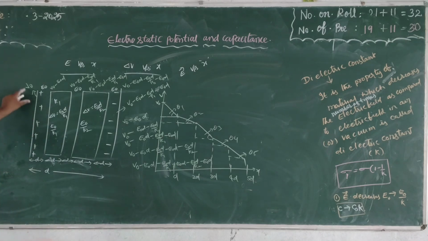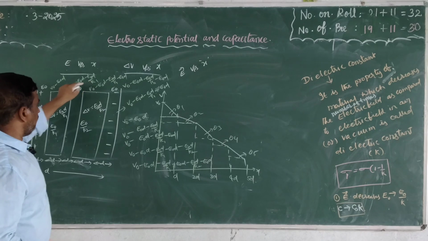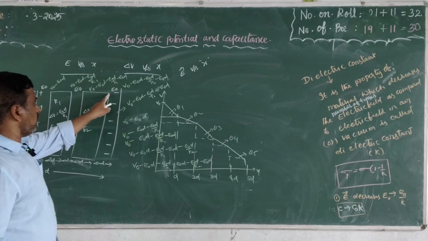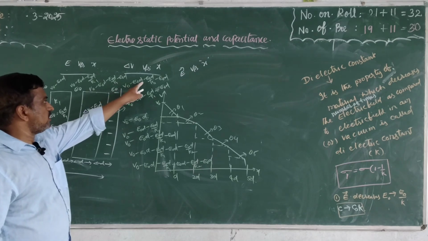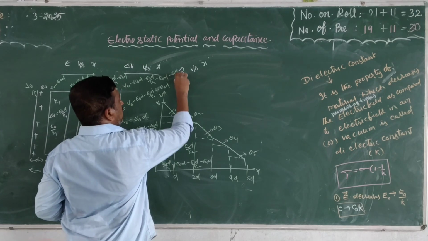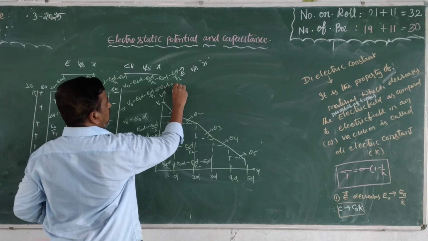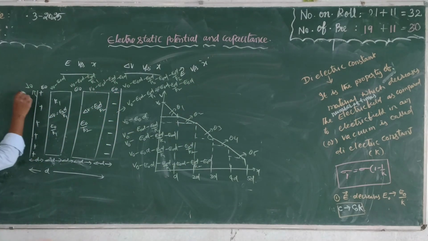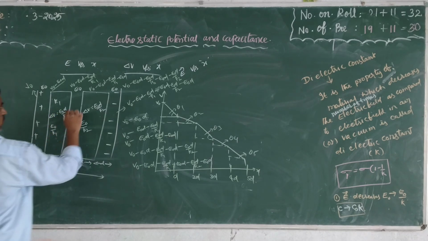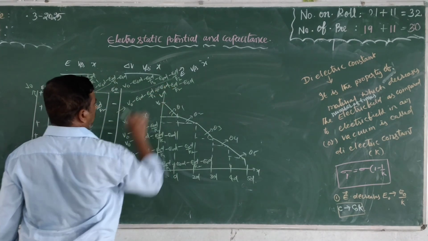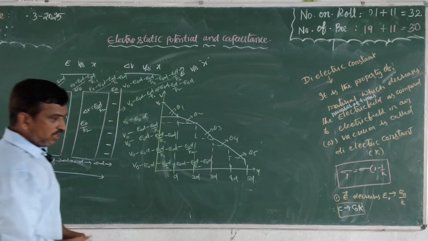One minute. Here V naught, here V naught minus E naught d, here V naught minus E naught d minus E naught d by k1, here minus E naught d, here minus E naught d by k2, and minus E naught d. Yes? See, the potential here is this one, this one, this total. So that is what I write here.